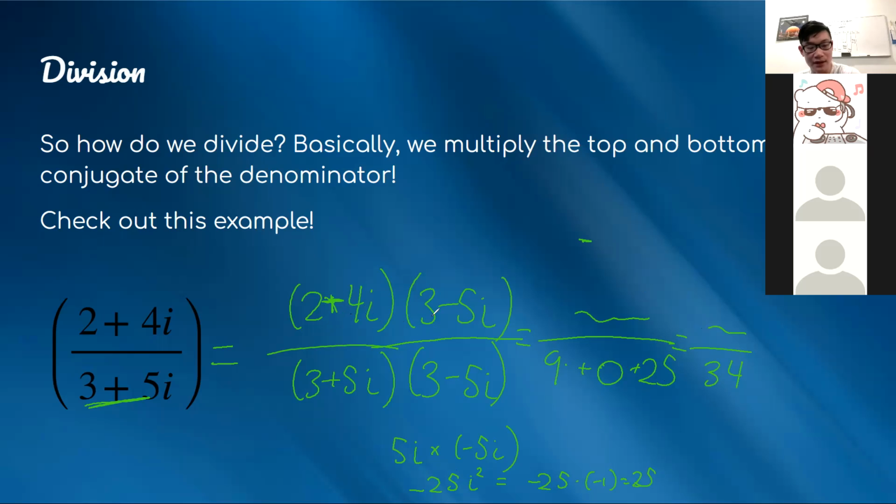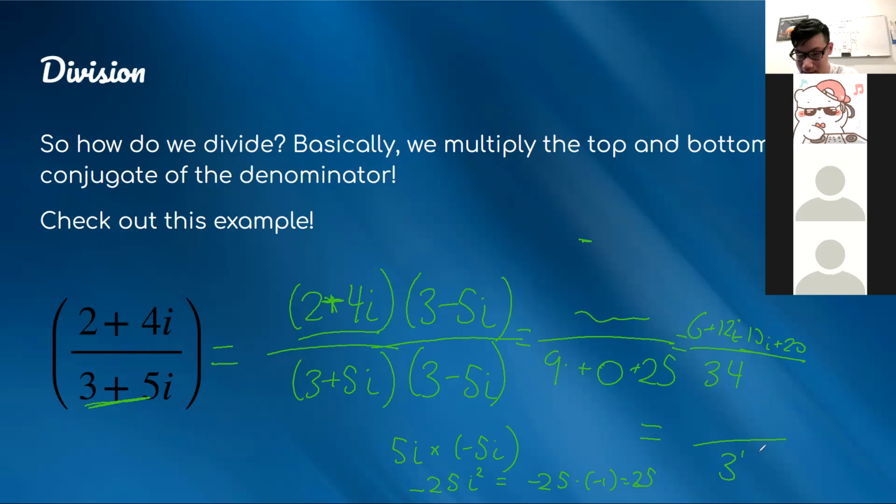And now the top we can simply solve by doing normal multiplication. The top sometimes may be left with i, but that's completely fine because i is still a number, right? This is still a number. It's just a complex number, and we can't use it to divide, but we can use it to multiply. So all we have to do now is multiply this top. 2 times 3 is 6, and then 4i times 3 is 12i, and then 2 times negative 5i is negative 10i, and then this last part, negative 5i times 4i is positive 20.